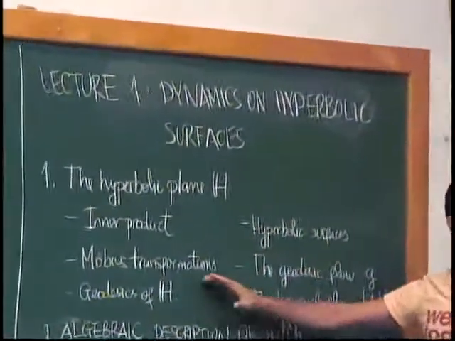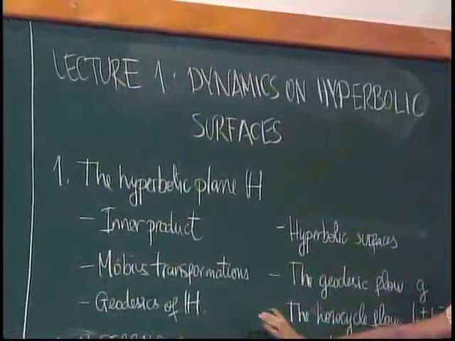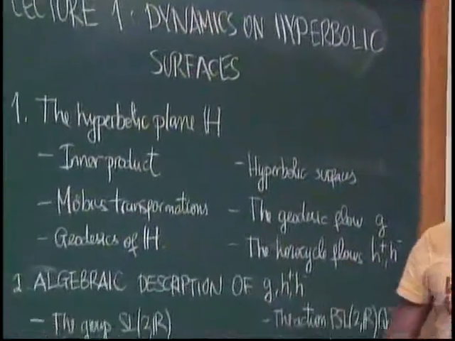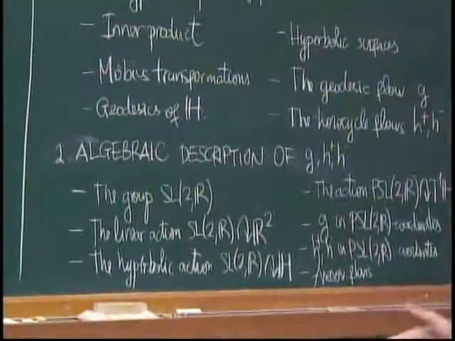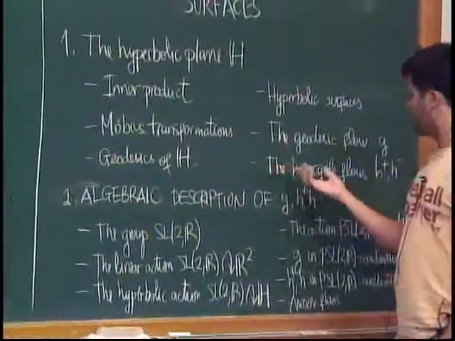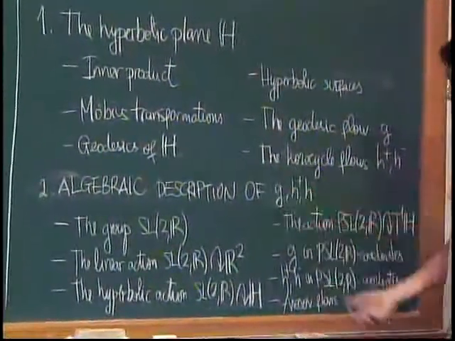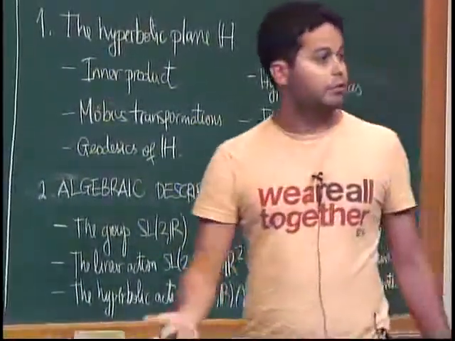Half of it will be focused on the hyperbolic plane and its properties. And the second half will be focused on the way that you go from the geometry to the algebra, and how to interpret these geometric entities, the geodesic and the horocycle flows, as flows on quotients of Lie groups. Okay?